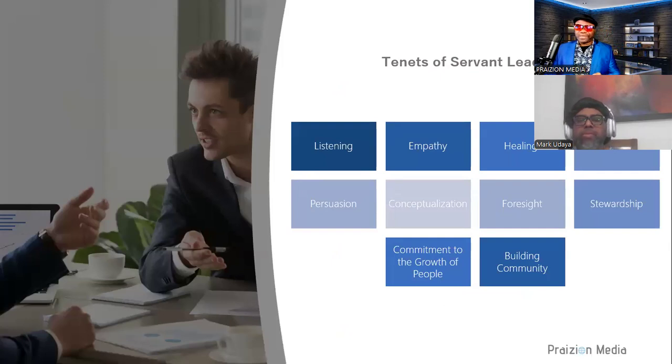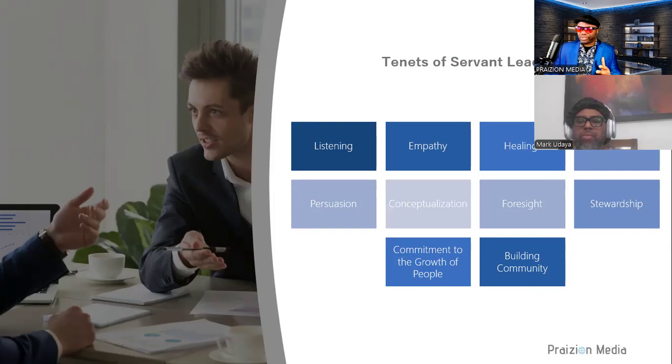Understand the 10 tenets of servant leadership by Robert Greenleaf. Being a listener, active listening, empathy, understanding the team needs to heal. The team might go through a tough time, or an individual on the team goes through a tough time. It's that understanding that people need to heal. It's being aware of how the team is feeling, being able to lead by persuasion, not by carrot and sticks.